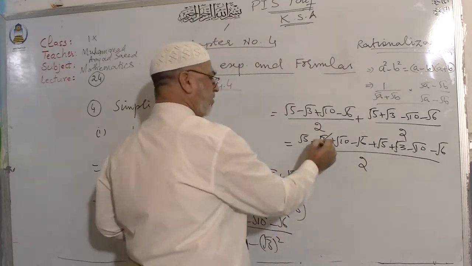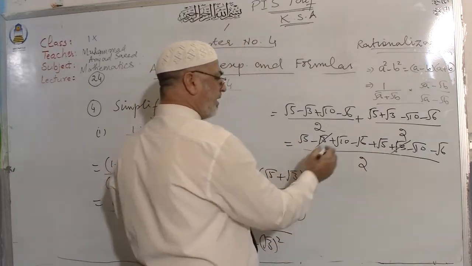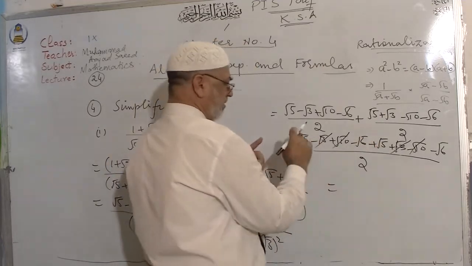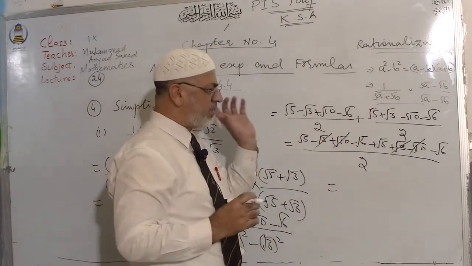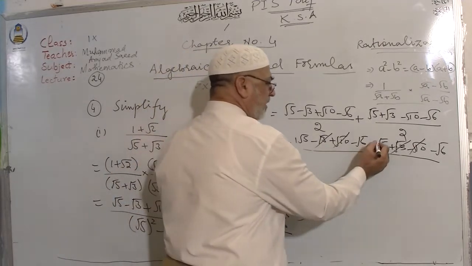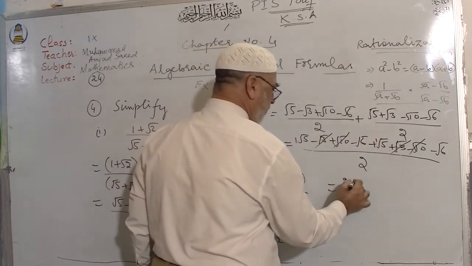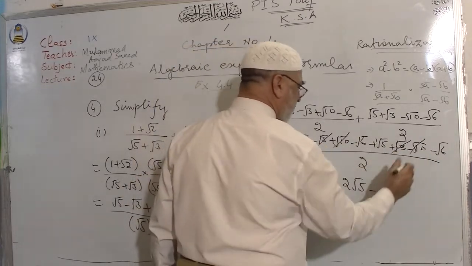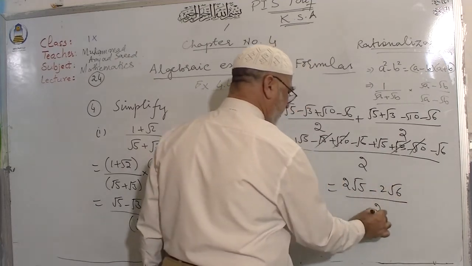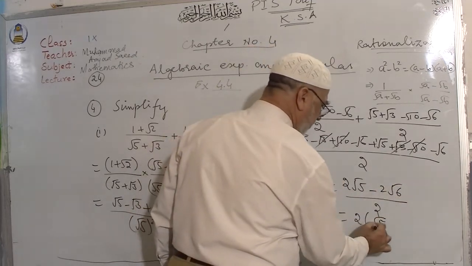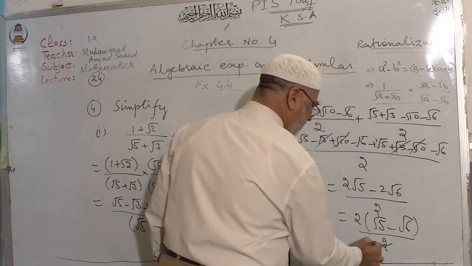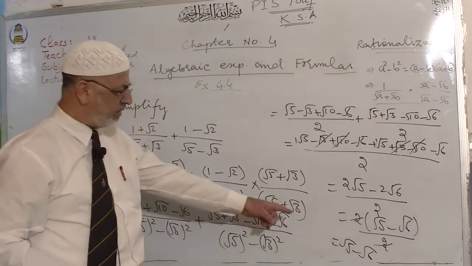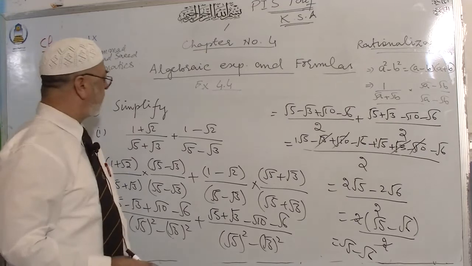Now you can check 3 under root and 3 under root cancelled out. 10 under root and 10 under root cancelled out. We are left with 5 under root and 5 under root. Actually it is 1 into 5 under root, 1 into 5 under root. So 1 plus 1 is 2, 2 into 5 under root. Similarly, minus 6 under root minus 6 under root is minus 2 into 6 under root, divided by 2. Take 2 common, 5 under root minus 6 under root over 2, 2 cancelled out, 5 under root minus 6 under root. So that was your part number 1.